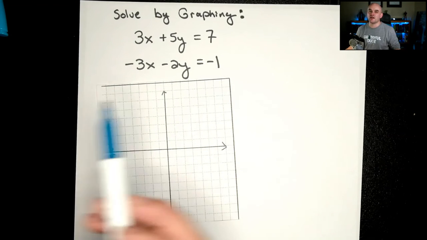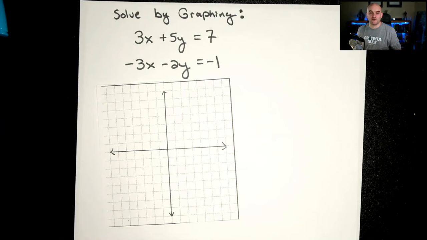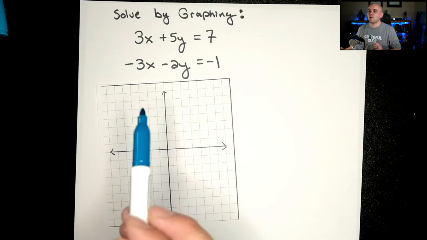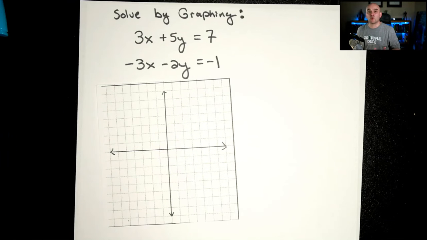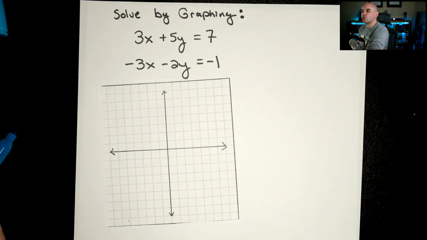What we want is a point that works for both of them. That's the key idea when we're looking at systems of equations. What x and y value will work for both of these? And so by solving it by graphing, what we're looking for is a point that is on both lines. And so I'm looking for the intersection of those two lines.